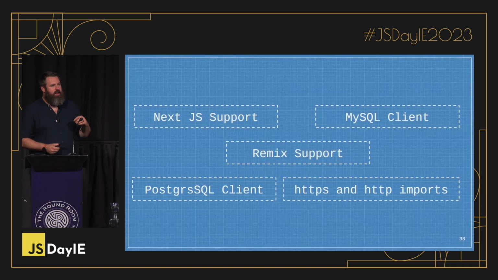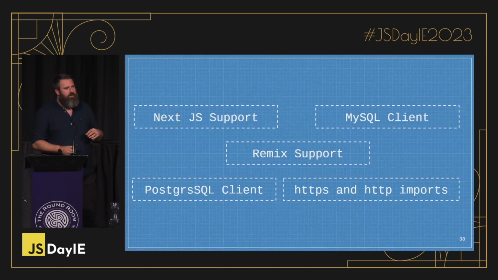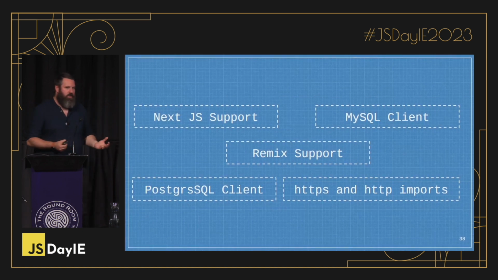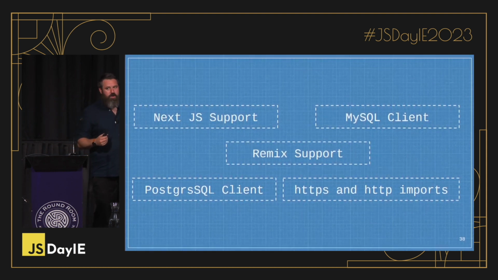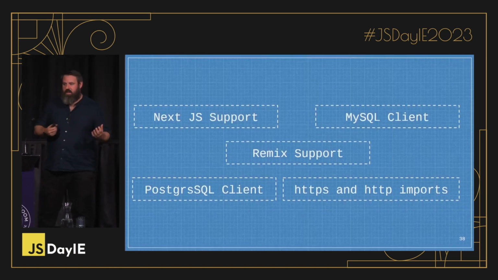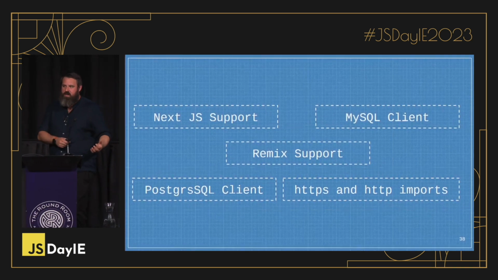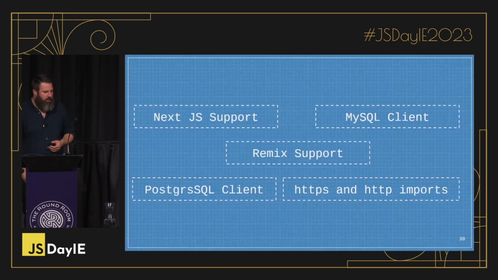BUN already has a SQLite client, but they're potentially going to be expanding out into other clients. So there'll be a MySQL client and a Postgres client. And this is just kind of expanding your options when it comes to how you can interact with data and use database connections in your application without having to reach for a third-party module.